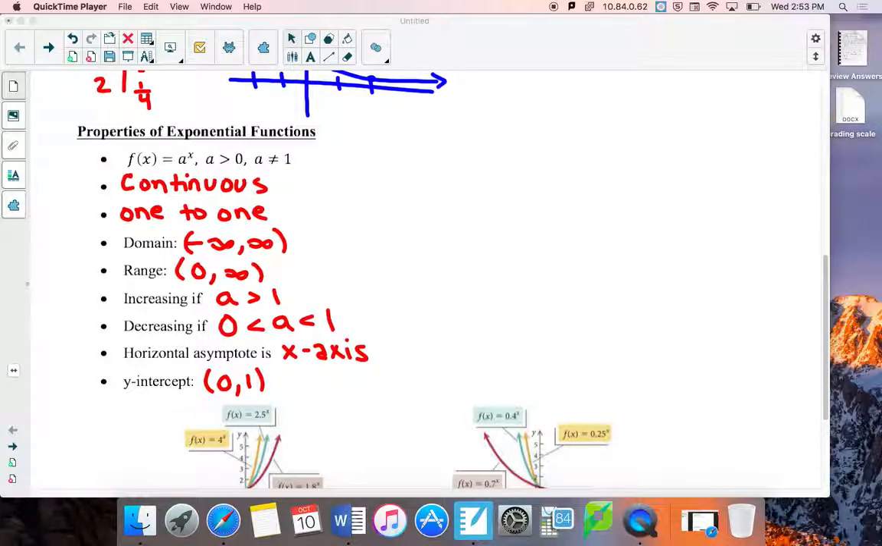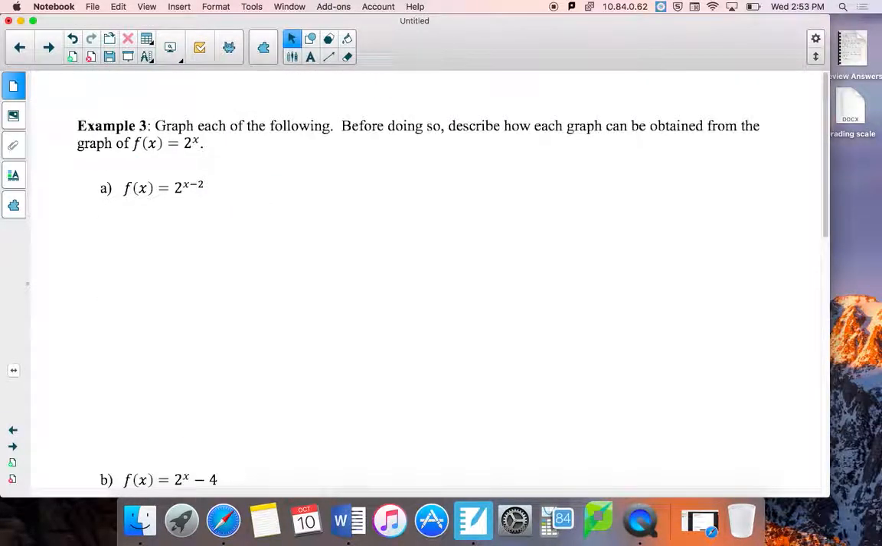When you flip to the back, I'm actually not going to do any of these, but I'd love for you guys to take a look at them and fill some of it out. This is talking about transformations, and I want to see how well you remember them. On this first one, f of x equals 2 raised to the x minus 2, there's one thing happening: up, down, left, right, stretch, shrink, flip. One of those things is happening.